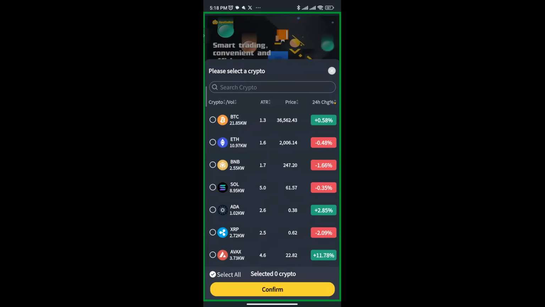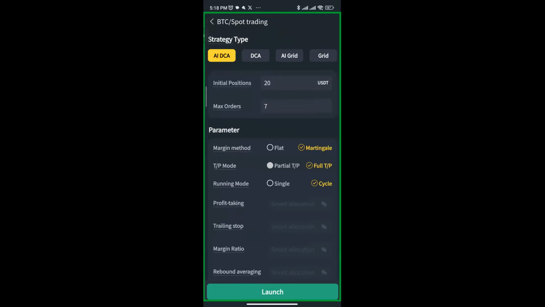Yes. Then what of take profit? Is it partial or full? It's full take profit, full. Okay, sir. So if the only thing that you're trading, yeah, the only thing that will change there is the martingale. We change it to flat.